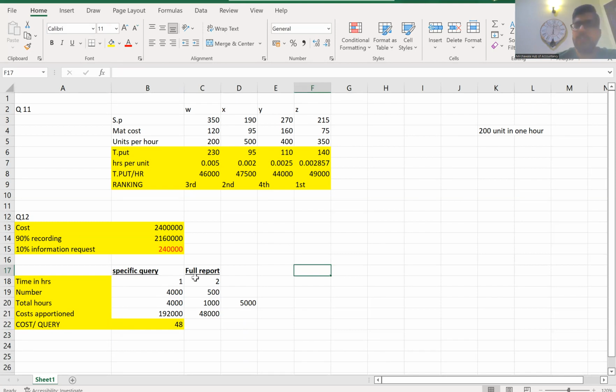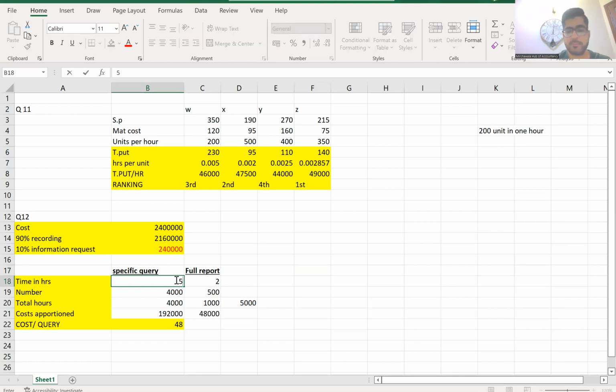Now, even if you put any hours, the only thing is full report takes twice the hours. So you put specific query takes 5 hours, 10 hours. Still you get 48. Specific query takes 20 hours, full report takes twice the time, 40 hours. Still 48. Specific query takes 3 hours, full report takes twice the time, 6 hours. Still 48. Specific query takes 1 hour, full report takes twice the hours, 2 hours.